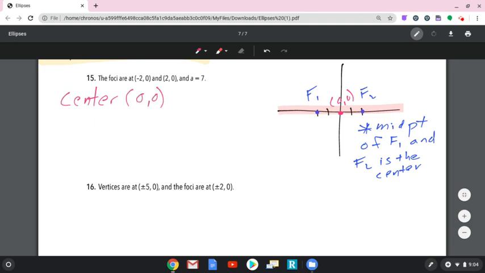So I know H is 0 and K is 0. And I know A. Okay, and I also know I have a side to side. And we know it's side to side because the foci lie on the major axis. And the major axis determines if it's a side to side or an up and down.